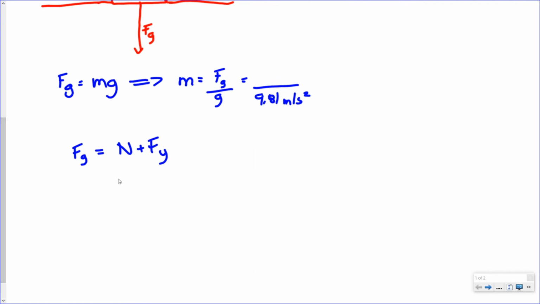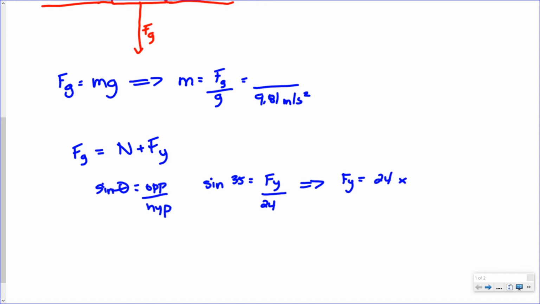sine. Opposite, so sine. Sine theta equals opposite over hypotenuse. If we fill this in, we have sine of 35 equals the opposite side, which was Fy, divided by the hypotenuse, which was 24. Rearranging for Fy, we get 24 times the sine of 35. And when we calculate that, we get 13.8 newtons. So now we know Fy.